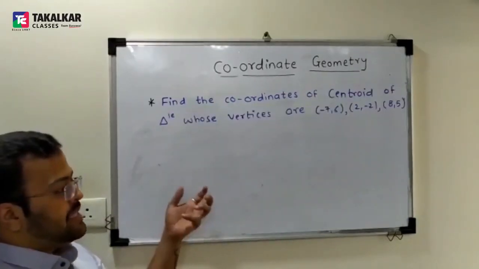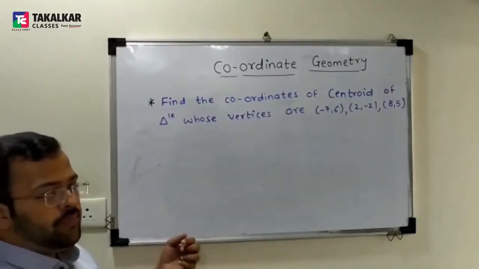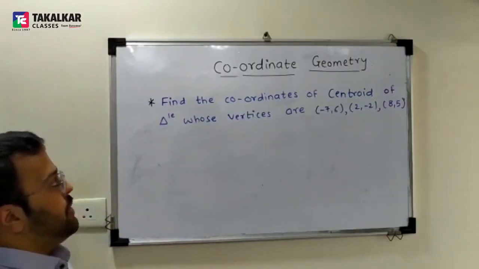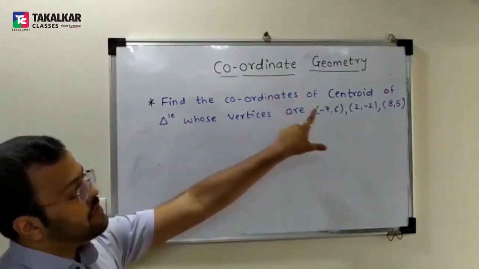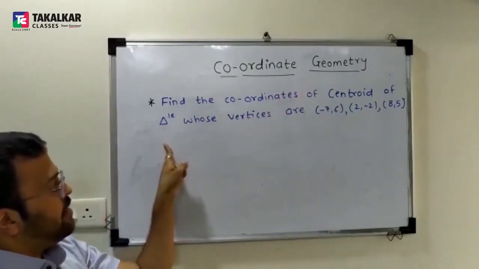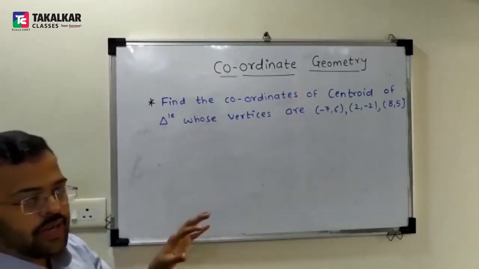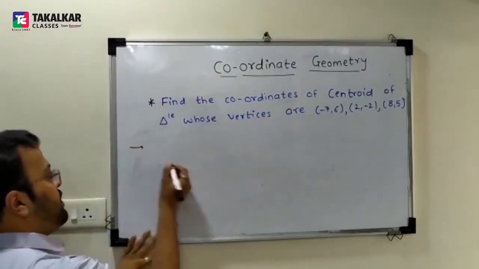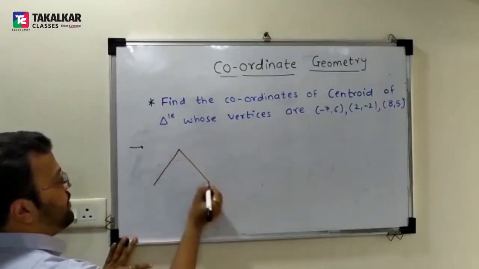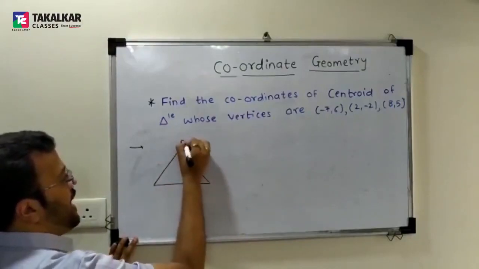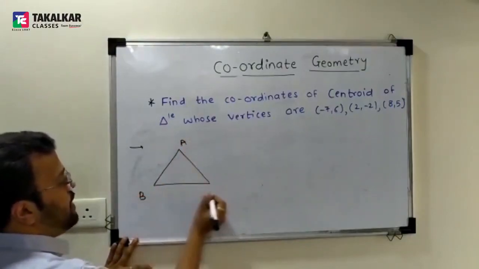Now next sum we will see based on the concept of centroid. Read your question carefully. Find the coordinates of the centroid of the triangle whose vertices are... Vertices, all of you know what vertices are. So my first step is to draw a rough diagram. Triangle ABC, so it will have three vertices A, B, C.